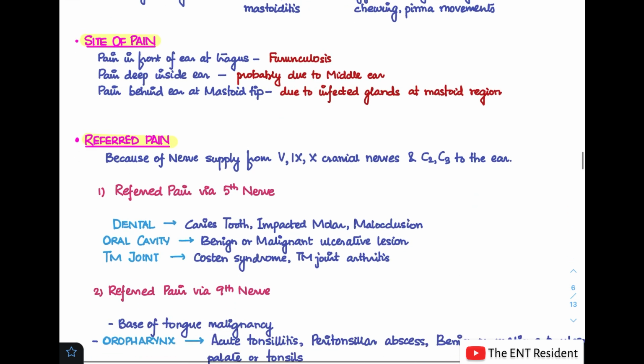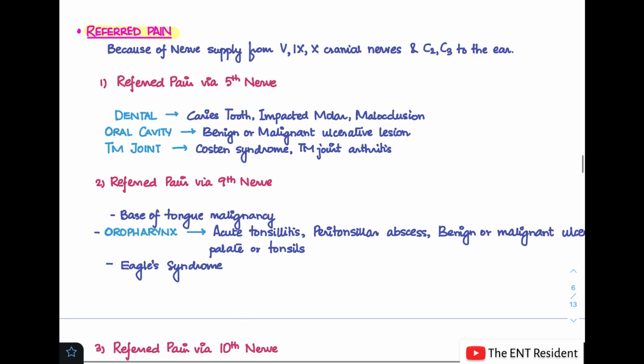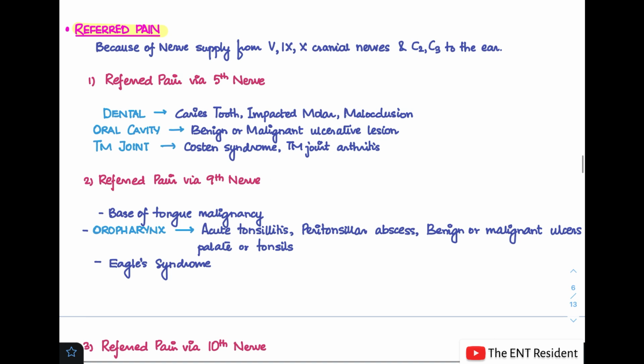Next, coming to a very important part, is the referred pain. Referred pain in ear. This is because the nerve supply of the ear is from various nerves which involve the 5th, 9th and the 10th cranial nerve and the C2 and C3 nerves to the ear. Now these nerves also have varied supply to other regions as well, and this common supply is responsible for the referred pain that is seen in ear.